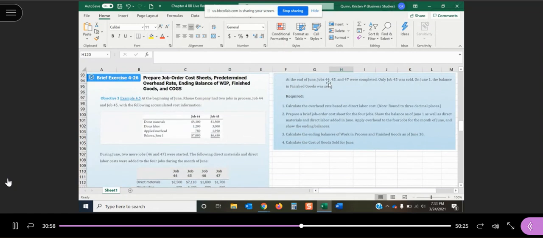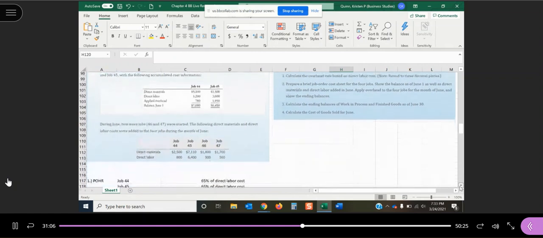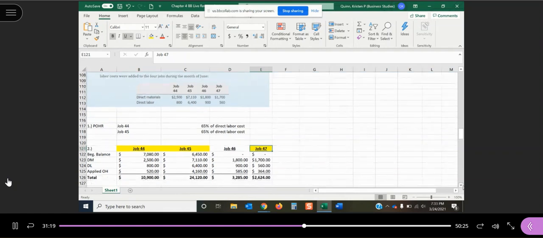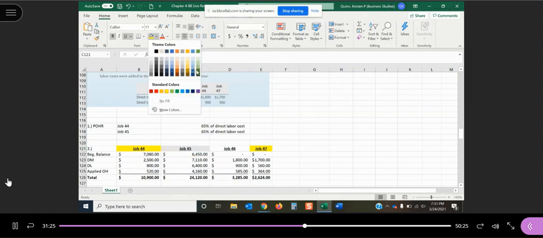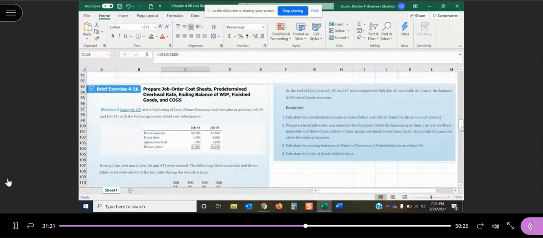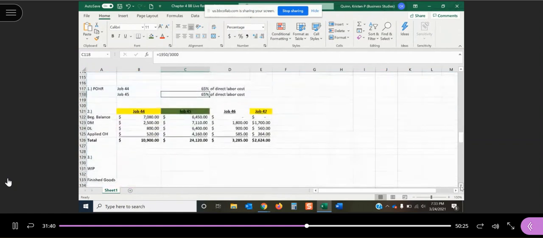So at the end of the period, jobs 44, 45, and 47 were all completed. Only job 45 was sold. So jobs 44, 45, and 47 were completed, but they told us that only job 45 was sold. So now that we have that information, when we go to answer what our ending balances are for work in process, finished goods, and cost of goods sold, it's going to make things a little bit easier for us.